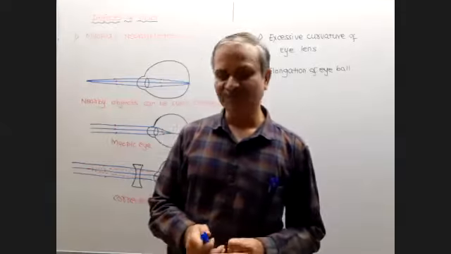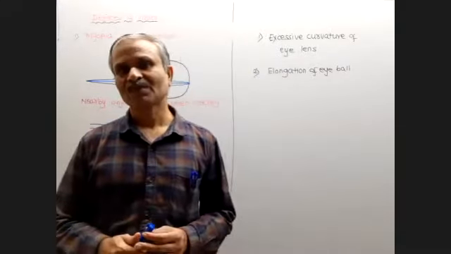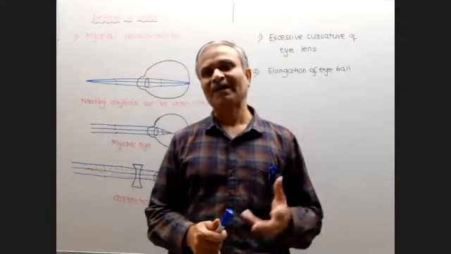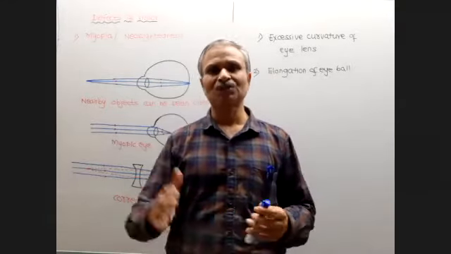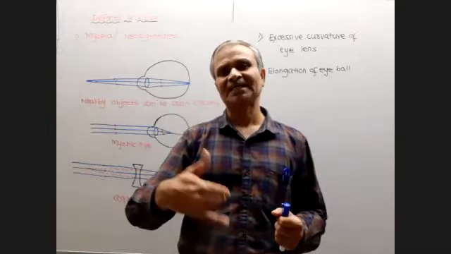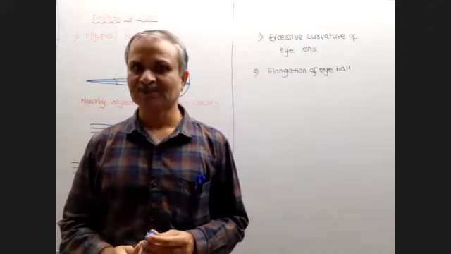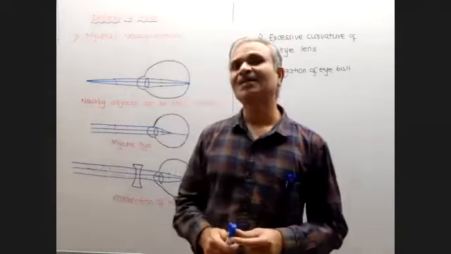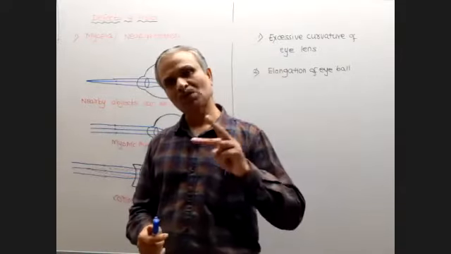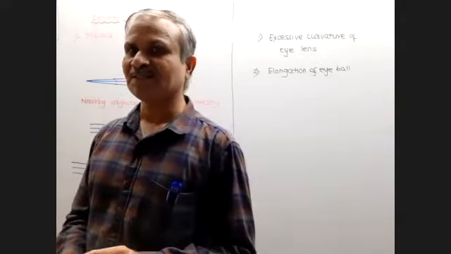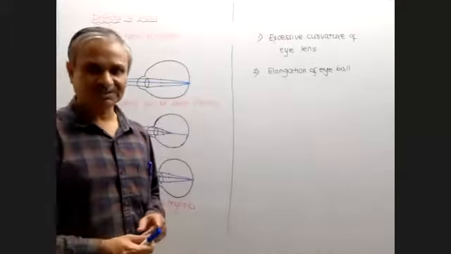Then the second term which we are discussing is accommodation. Accommodation means adjusting the focal length of the eye lens so as to see the nearby objects as well as the objects which are far away. That is accommodation. And power of accommodation is the ability of the lens to adjust its focal length. It is called the power of accommodation.